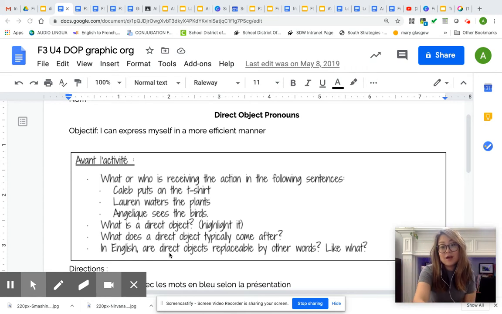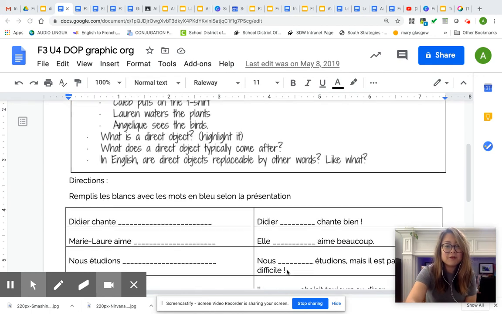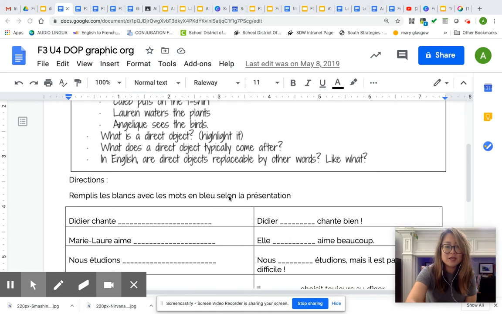And this is, as I said, super important for interpersonal conversations, because if this is happening in questions, and that's why we reviewed question formation. So if somebody says, oh, did Lauren water the plants? Instead of responding, yes, Lauren watered the plants, you can say, yes, Lauren watered them. And that's way better. All right, so now that we have a basis for why we're doing this, let's go ahead and get started. You're going to fill in these blanks with what you see in the presentation.